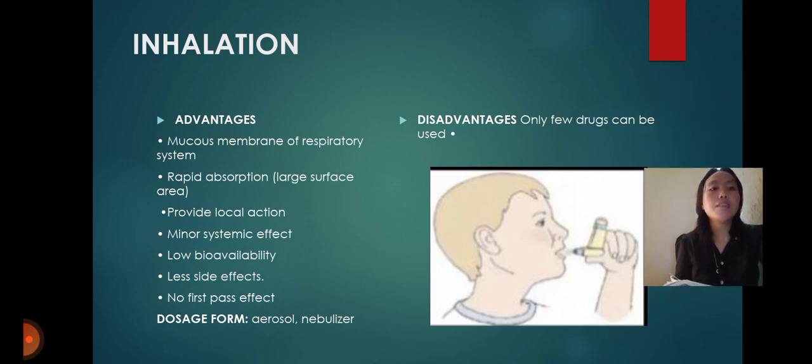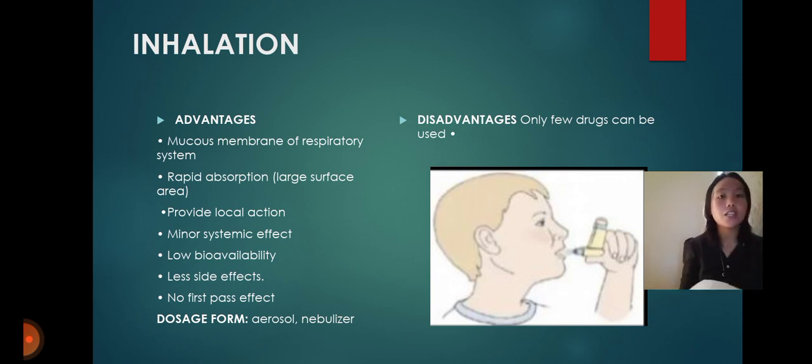Inhalation advantages: mucous membrane of the respiratory system, rapid absorption, large surface area, provides local action, minor systemic effect, low bioavailability, fewer side effects, no first pass effect. So, the dosage form is aerosol or nebulizer. As for disadvantages, only a few drugs can be used.